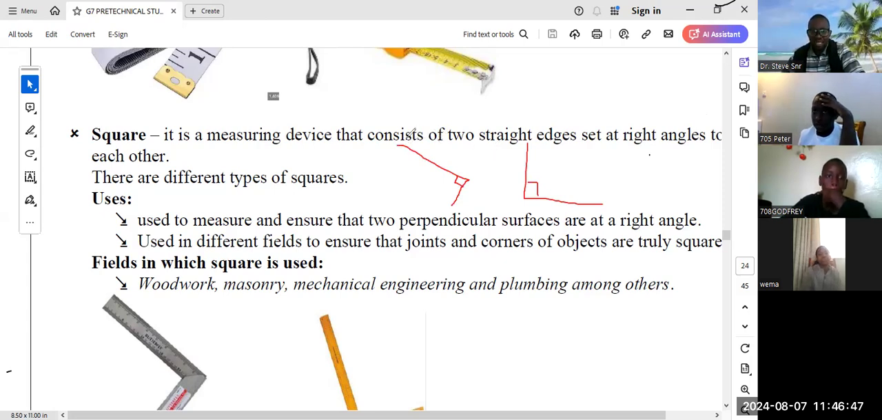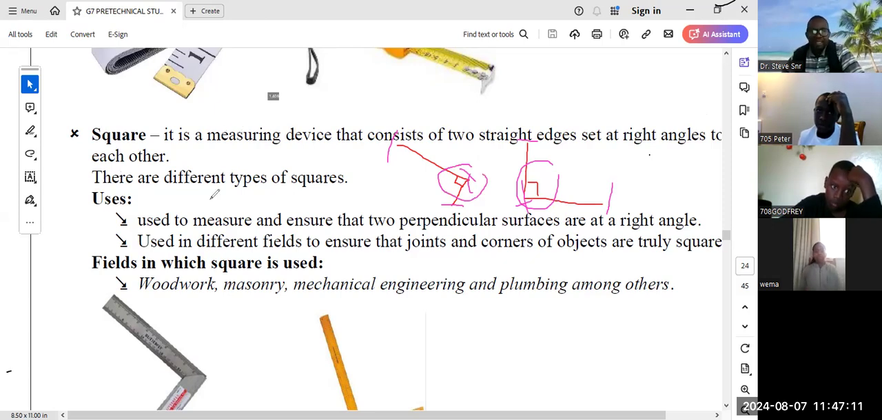The first edge here, you can see this one. This edge here is taller than this edge here. This one is short. The same to this one is short, but this edge here is tall. So here we have 90 degrees. Now, the 90 degrees is what gives it the name square.